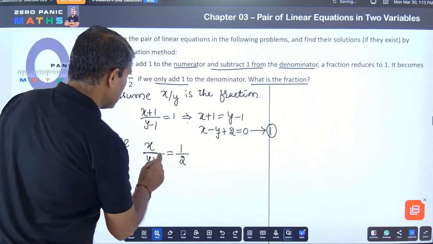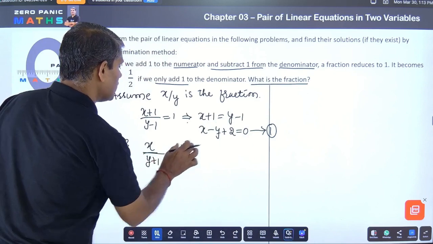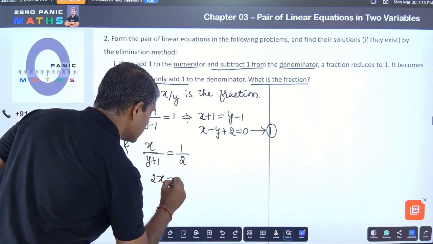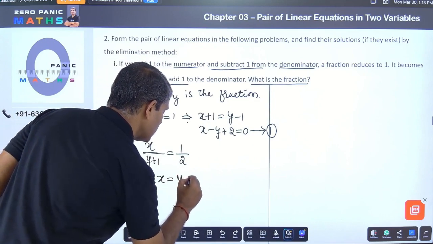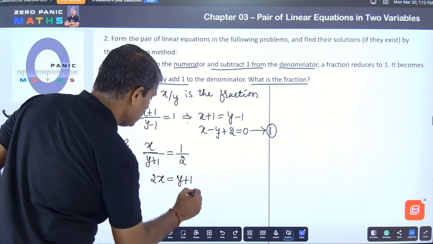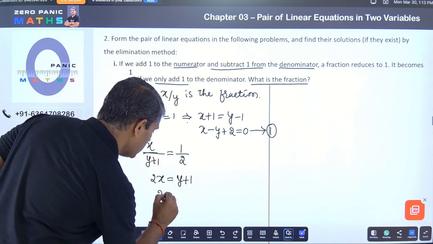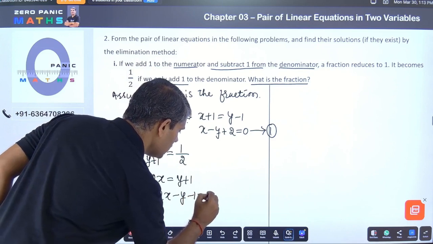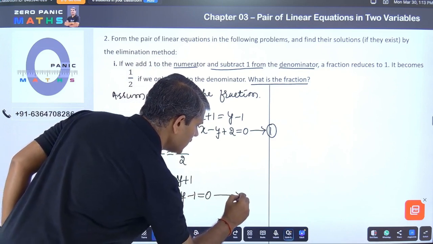Now take y plus 1 to that side and 2 to this side. That will give me 2x is equal to y plus 1. Now what is the final equation that I'll get? 2x minus y minus 1 is equal to 0. That is equation 2.